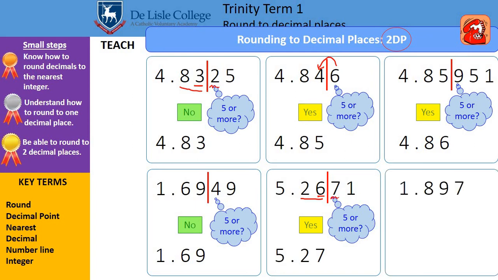Then we've got 1.897. That 7 rounds that 9 up to a 10, and we know, therefore, that that's going to have a knock-on effect here. So it becomes 1.90. The 7 rounds the 9 up to a 10, which rounds the 8 up to a 9.